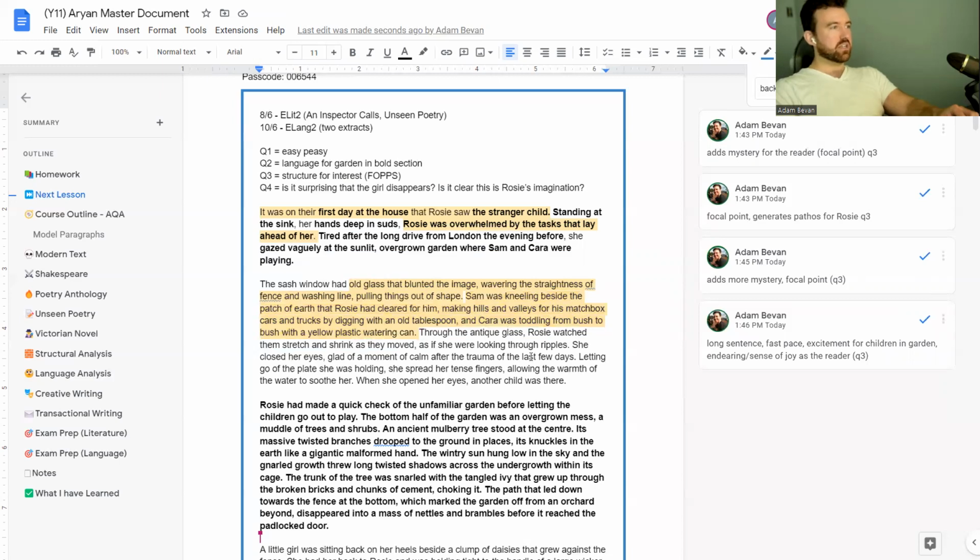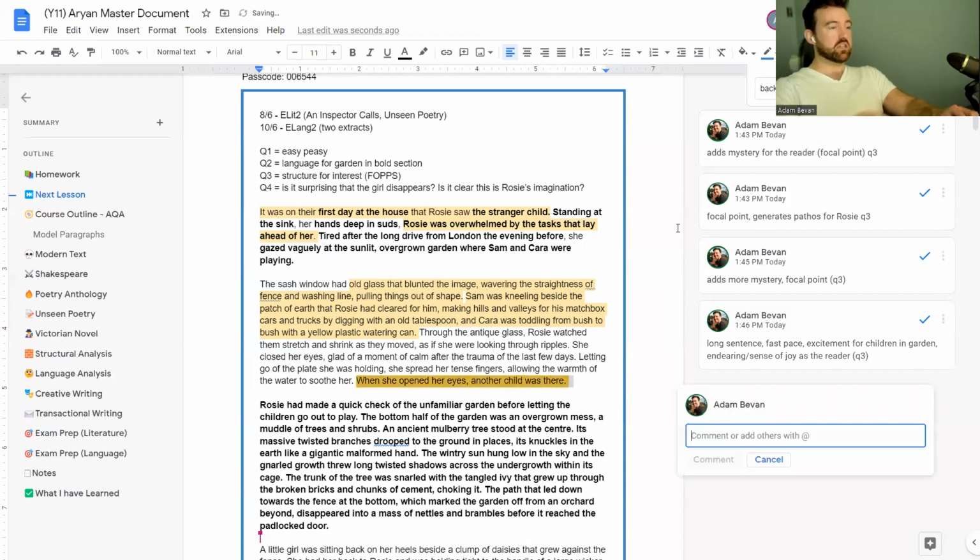Letting go of the plate she was holding, she spread her tense fingers, allowing the warmth of the water to soothe her. When she opened her eyes, another child was there. Okay, so this final short sentence and short clauses is very much adding to the tension and mystery as well. Short clauses, short sentence, tension, mystery. Okay, that's question 3 as well.